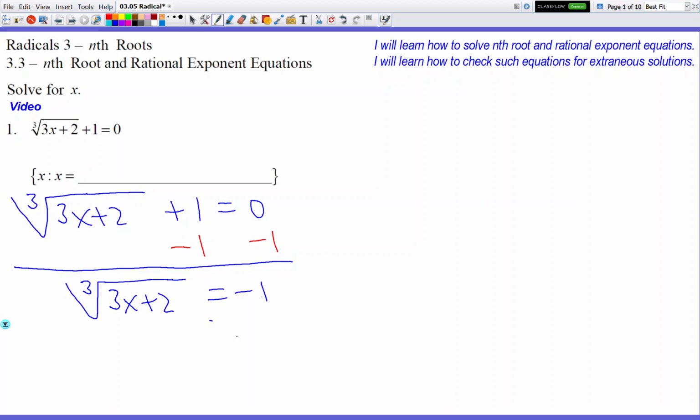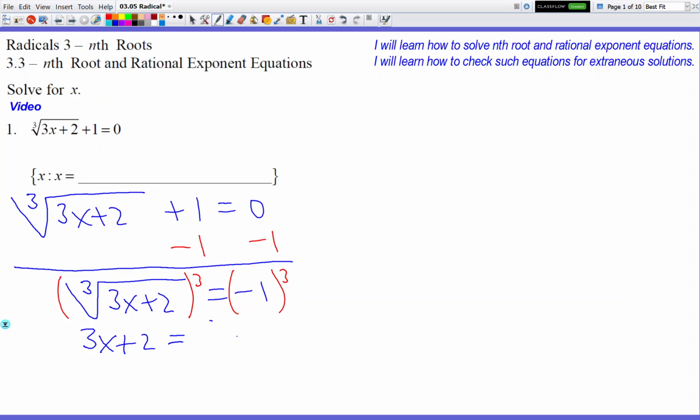So we're going to cube both sides, or you can think of it as exponentiating. You put a power of 3 on both sides, and by doing that, you cancel out the cube root on the left side. So all you're going to have left is 3x plus 2. That left side should look familiar, because the same thing happened when we did square roots. When it was a square root, we squared both sides, and the square root symbol disappeared.